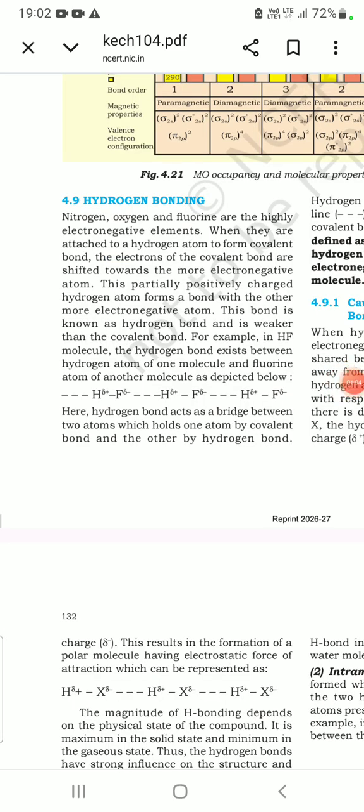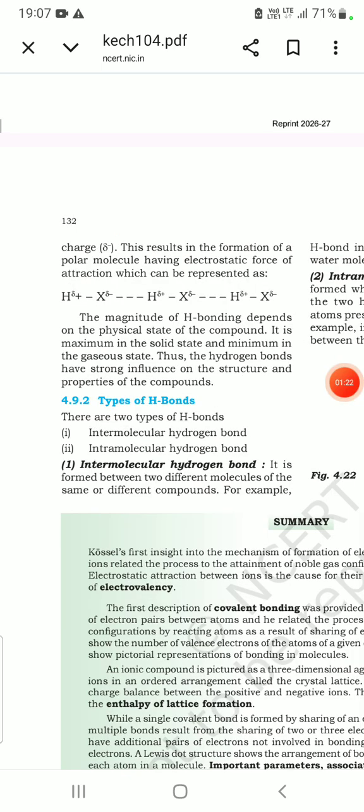Here it is given that when they are attached to the hydrogen atom to form a covalent bond, the electrons of the covalent bond are shifted towards the more electronegative atom. The partially charged atoms: here hydrogen is having a positive charge and the halogen is having a negative charge.